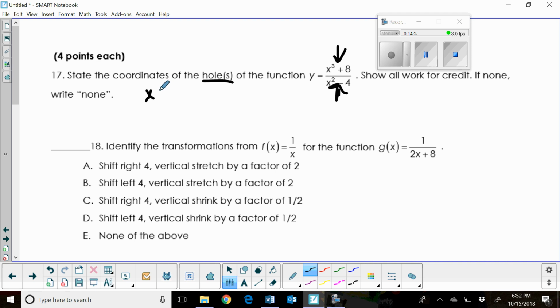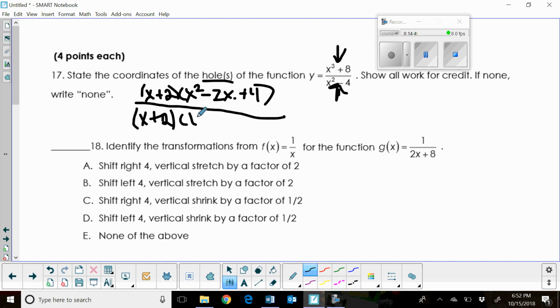And it's going to factor into x plus 2 times x squared minus 2x plus 4, because remember, same, opposite, always positive signs, all over x plus 2 times x minus 2, because it's the difference of squares. Because if you FOIL it out, multiply that out, that's x squared minus 4. Now, our factor that cancels is x plus 2. But we know x plus 2, if we set that equal to 0, our 0 is negative 2. So that is the x coordinate.